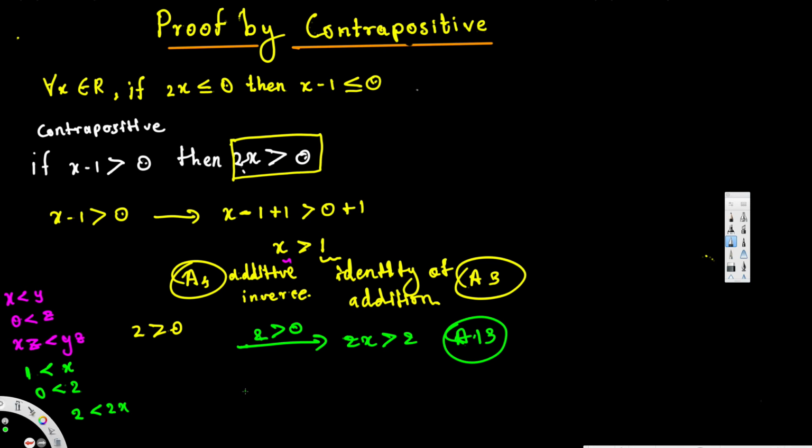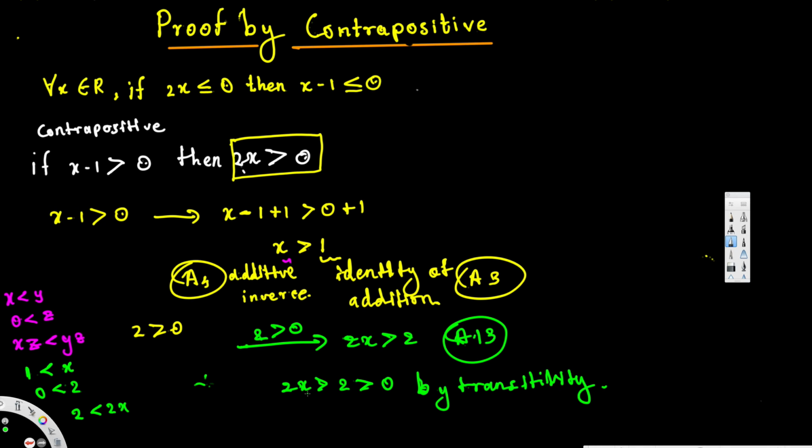Now this is our next thing, and after that we can use transitivity. Transitivity says if this is true, then we found out that 2x is greater than 2, and 2 is greater than 0. This is by transitivity.